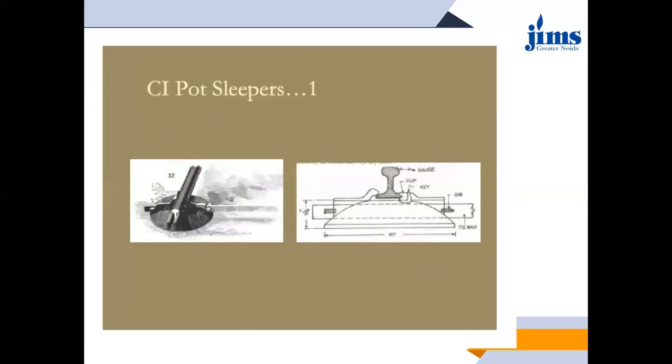Okay, so here is an example. This is one single pot in this first image. Look at the first image. This is one CI pot sleeper. So this is one part of the sleeper. Then this gray shaded bar is actually a cast iron tie bar. This is known as the tie bar. On the other end, it will be attached to a similar kind of pot, which constitutes an entire complete cast iron pot sleeper.